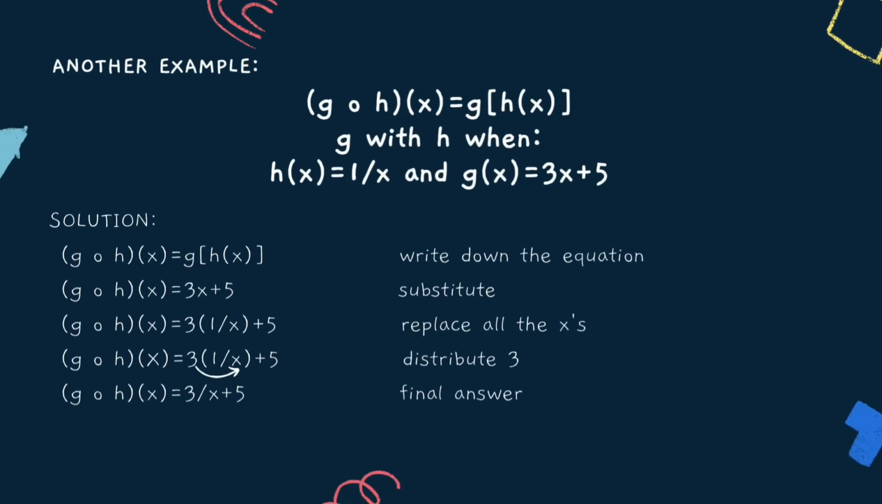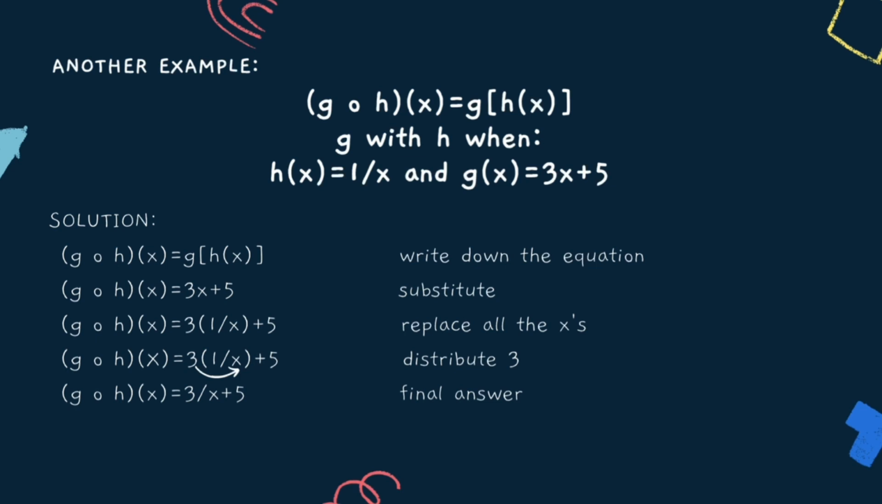Another example. Find the composition of g with h when h(x) is equal to 1 over x and g(x) is equal to 3x plus 5. In order to solve this, the first thing that you will be doing is writing down the equation.